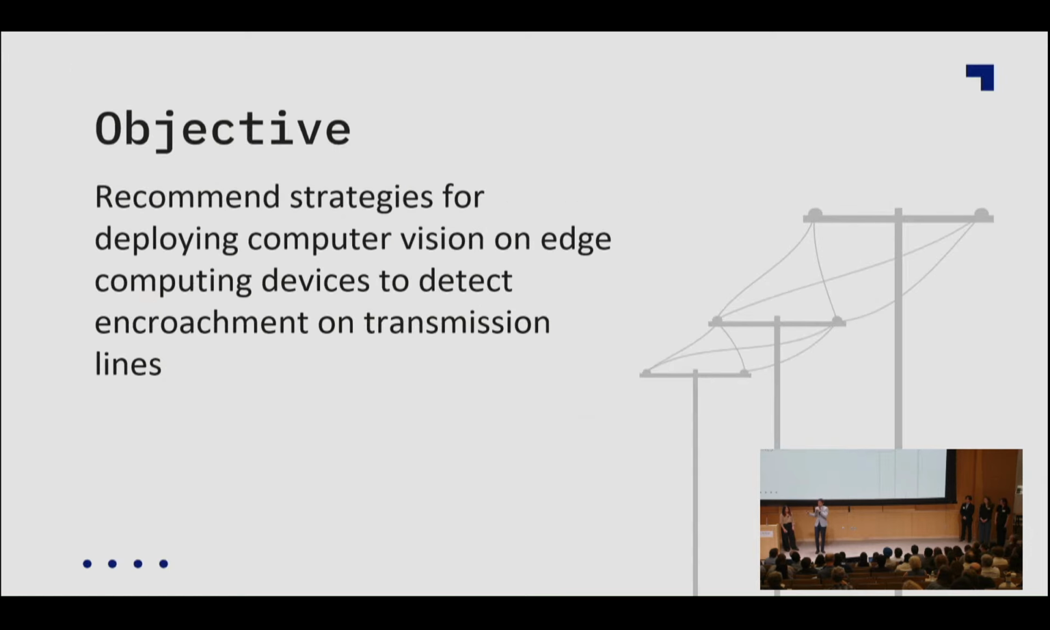So therefore, our driving objective for this project was to recommend strategies for deploying computer vision onto edge devices in order to detect encroachment on transmission lines. And when I say edge devices, I'm specifically referring to running computer vision on hardware at the powerline site itself, as opposed to in a central server on the cloud somewhere.